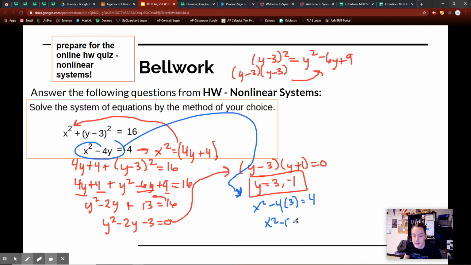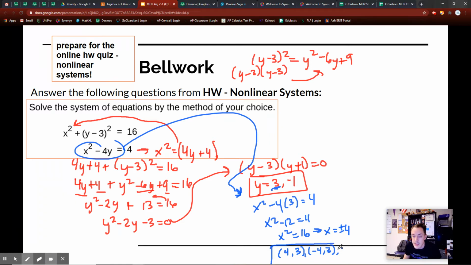This is x squared minus 12 equals 4. This is x squared equals 16, which means x equals positive or negative 4, which means I have 2 points here, way at the bottom. I have 4, and then I have 3, and negative 4, and then I have 3. Okay, so I have plus or minus x there, but I came from the same range. So I have these points so far.